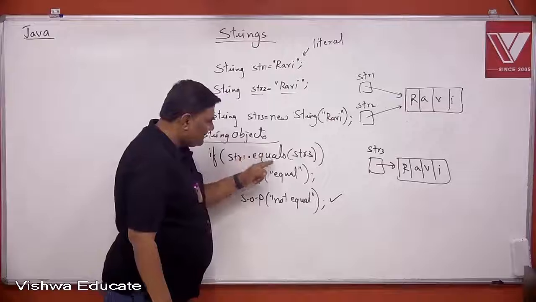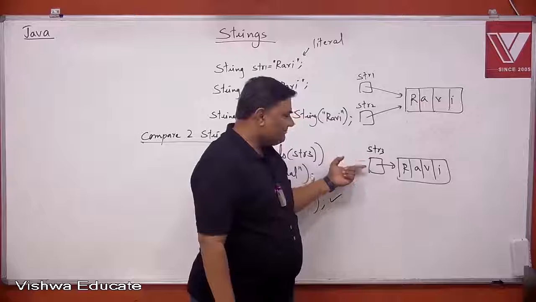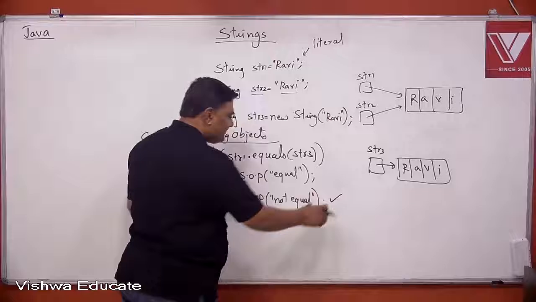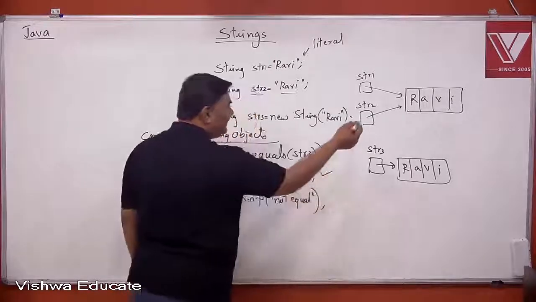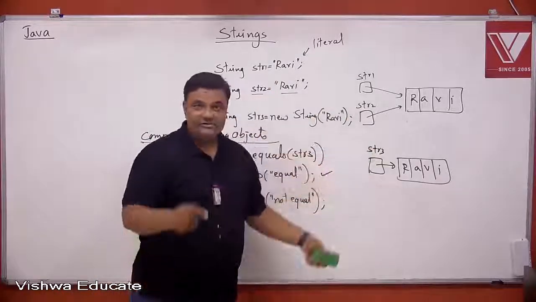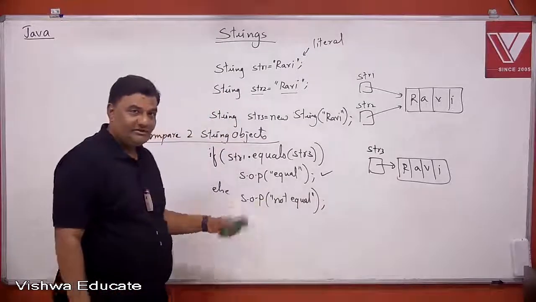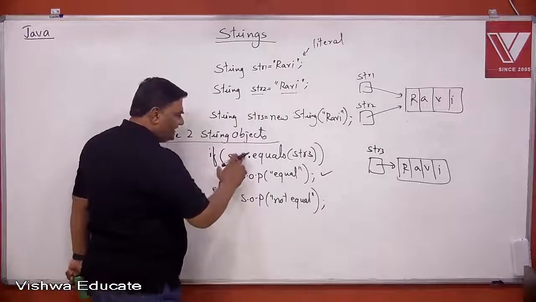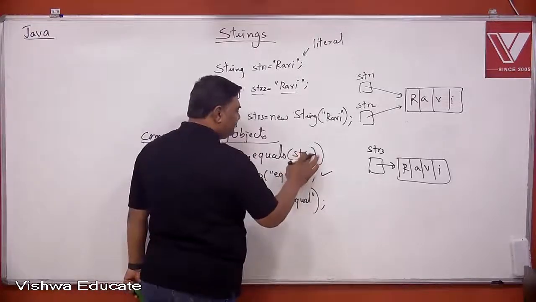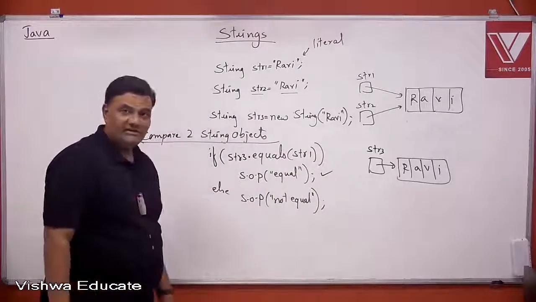str1 dot equals str3. str1 is this one, and it is comparing with str3. This is Ravi. So what is the answer? You get the answer as equal. Yes, both are Ravi, Ravi. Though those are two different objects, it will compare the alphabets and find out whether they are equal or not. So this is important. Instead of writing str1 dot equals, can I write str3 dot equals str1? Yes, you can write it either way.